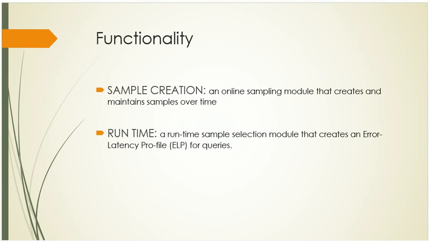At the runtime, we employ ELP, which is error latency profile, to decide the sample to run the query. The ELP characterizes the rate at which the error decreases as the size of samples on which the query operates increases. It is used to select a sample that best satisfies the user constraints. BlinkDB also augments the query parser, optimizer, and a number of aggregation operators to allow queries to specify bounds on error or execution time.